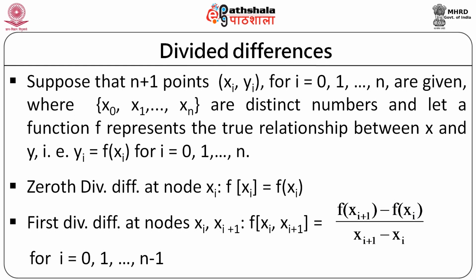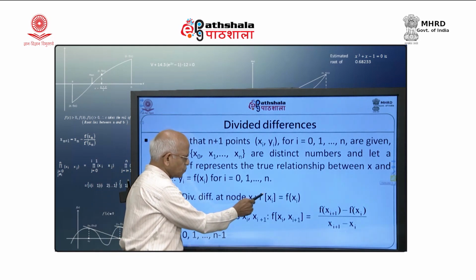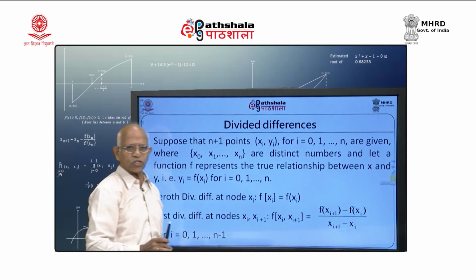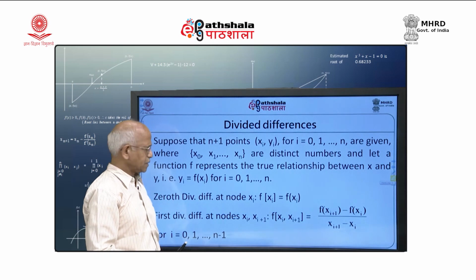Then we define the 0th divided difference at node x i. This will be denoted by f of square bracket x i, and it is given by just the value of the function f at x i, or we can say simply the value of y i.